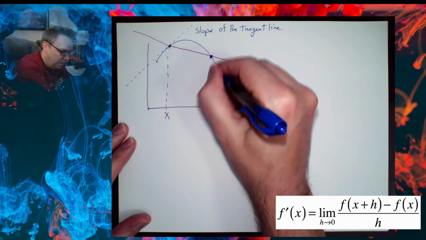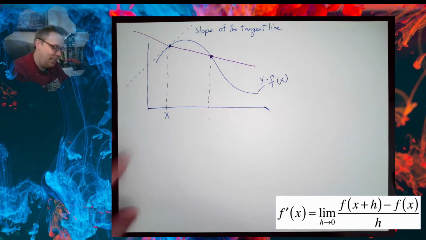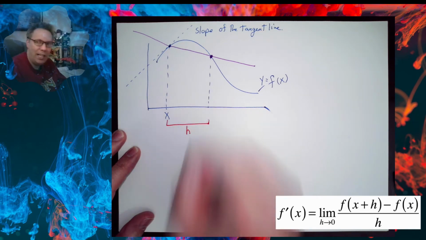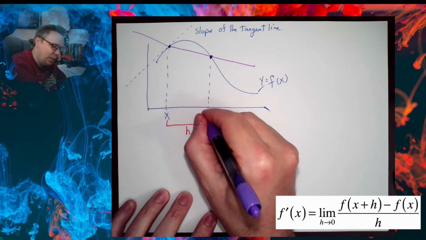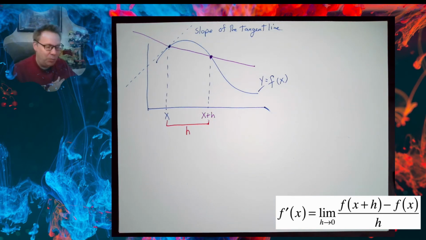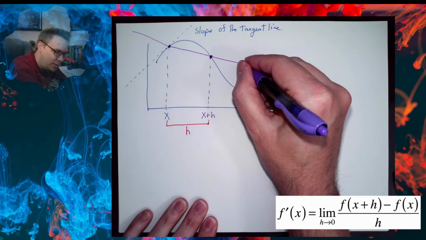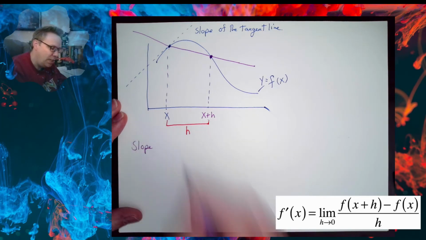Now for this other point, I can say the distance between these two is h. So what does that mean? That makes this particular point x plus h. Now remember, a derivative is a rate of change. So I am going to compute the rate of change of this particular line. In other words, I want to figure out the slope of this line, this purple line. So what is the slope of the purple line?